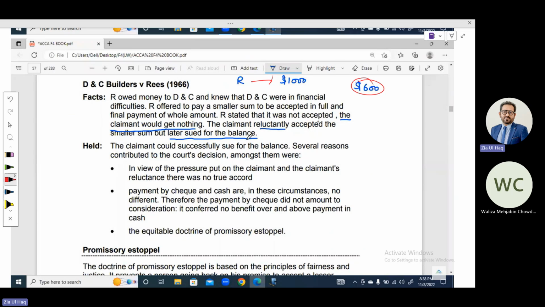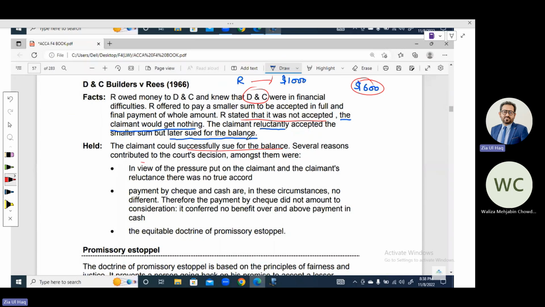R stated that, but his offer was not accepted by D and C. And he paid the 600. Now D and C are claiming the other 400. The claimant reluctantly accepted the smaller sum, but later sued for the balance. The claimant could successfully sue for the balance because they haven't accepted his offer. They just received 600. Okay, that's fine, but they haven't accepted his offer.